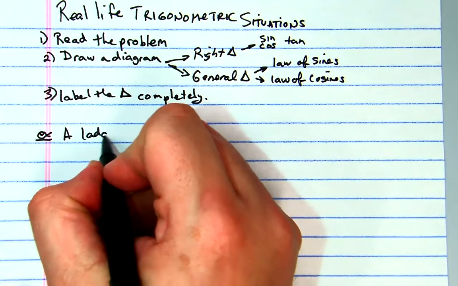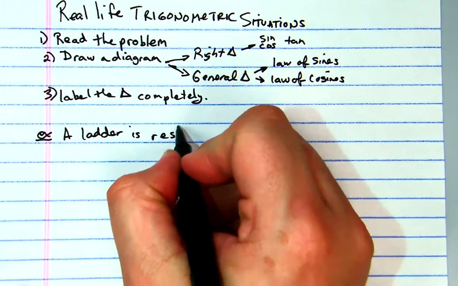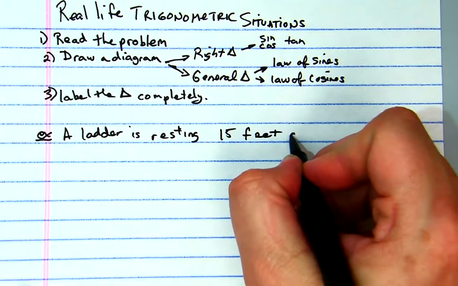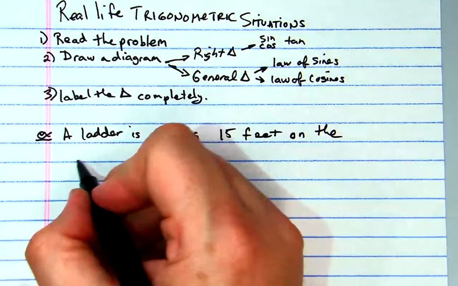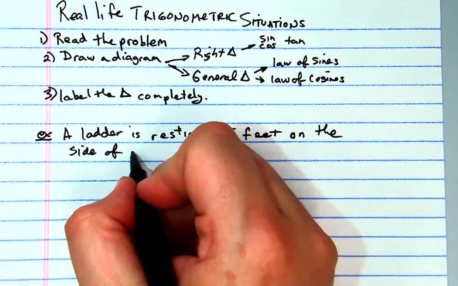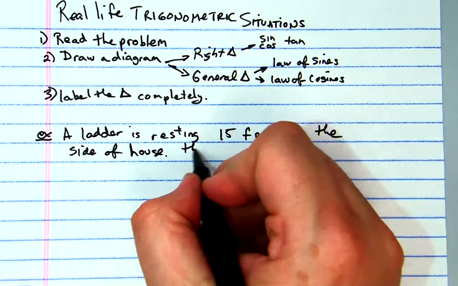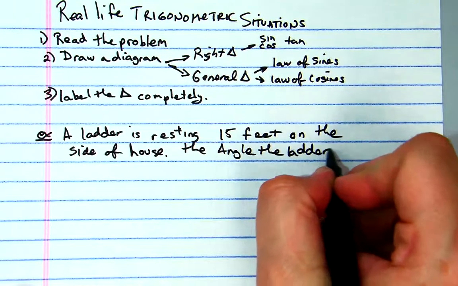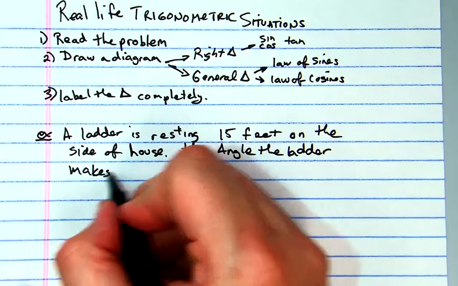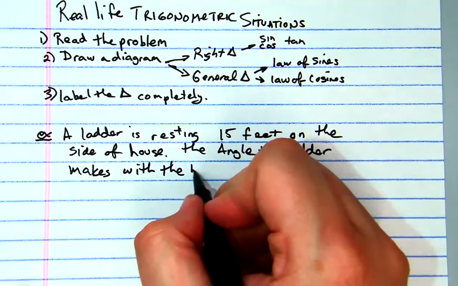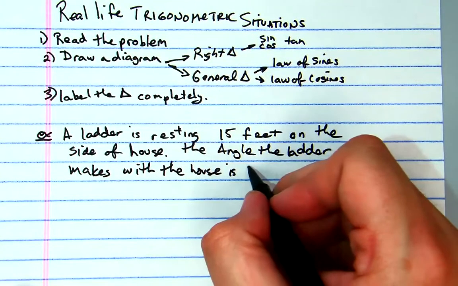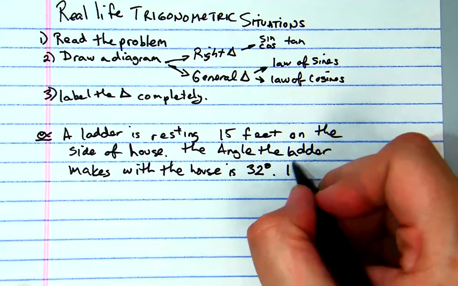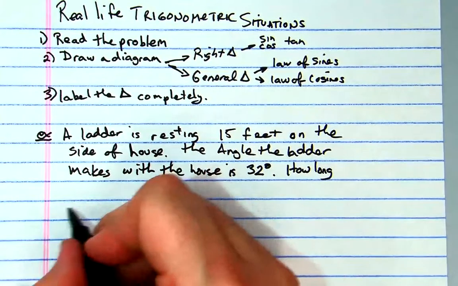A ladder is resting 15 feet on the side of a house. The angle the ladder makes with the house is, let's say, nice round number, 32 degrees. How long is the ladder?